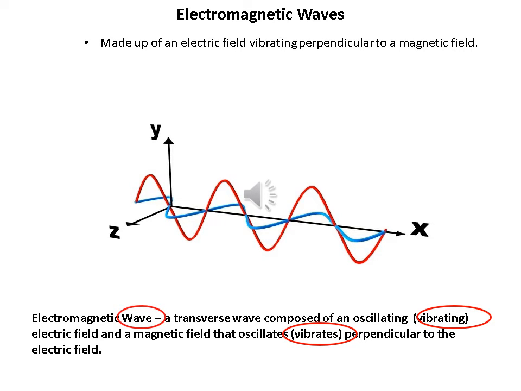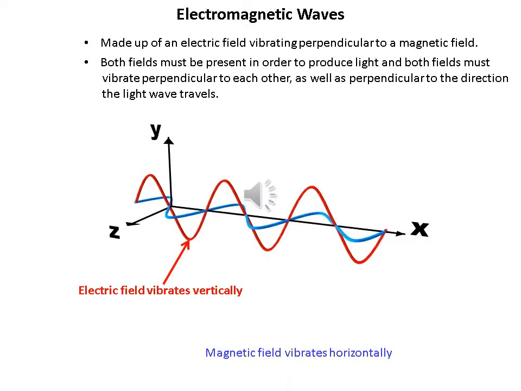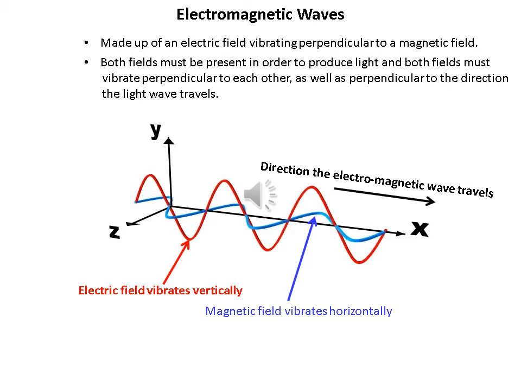Also, it's important to note that it is a wave, and because it is a wave, it will have a wavelength, and we can calculate the frequency of wavelengths using our frequency equation. Luckily, though, this chapter doesn't require you to do that. There are many kinds of electromagnetic waves, but in order for light to be produced, both an electric field and a magnetic field must be present, and they must be vibrating perpendicular to each other as well as perpendicular to the direction in which the light is traveling.